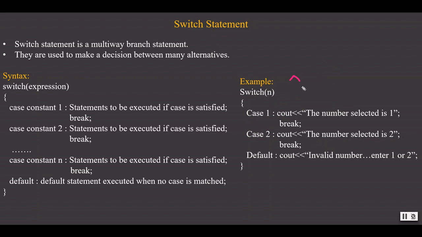Let's suppose we consider n value to be 5. n has the value 5 which is sent to the switch structure. It compares with the first case label, second case label. No, it did not match. So the default statement gets executed. Invalid number, enter 1 or 2. This is how the switch statement works.